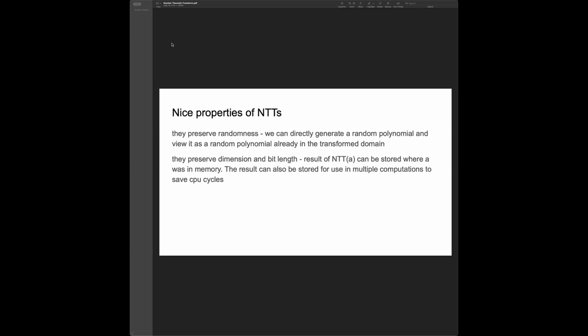And this is important in that it can be stored where it was in memory. Sorry, there's a typo here. It should be the result of the NTT can be stored where polynomial A is in memory. Okay, it's not a typo, sorry. So you can store it in the same place, is what this means. And you can also store the result for use in multiple computations to save CPU cycles.